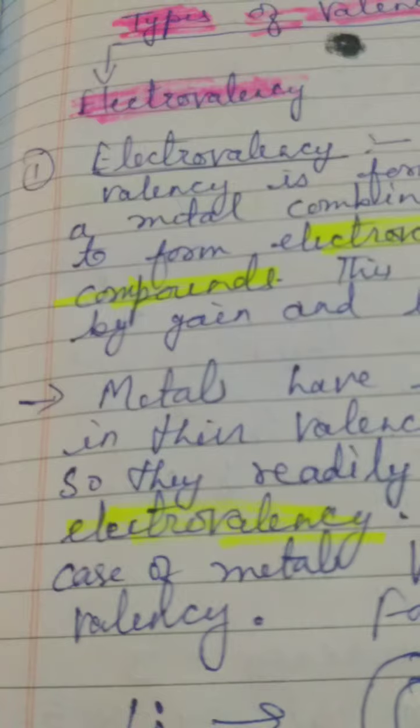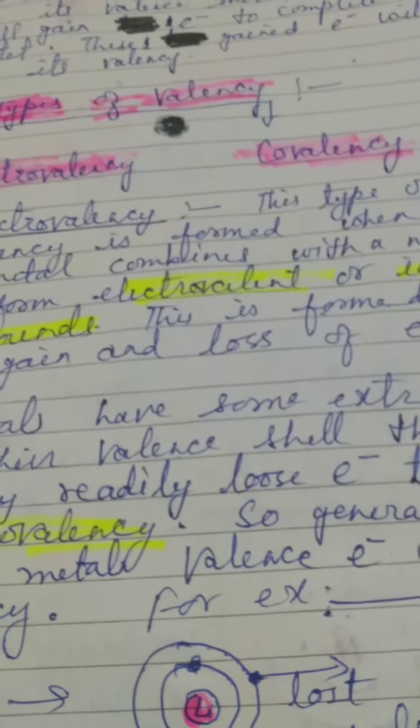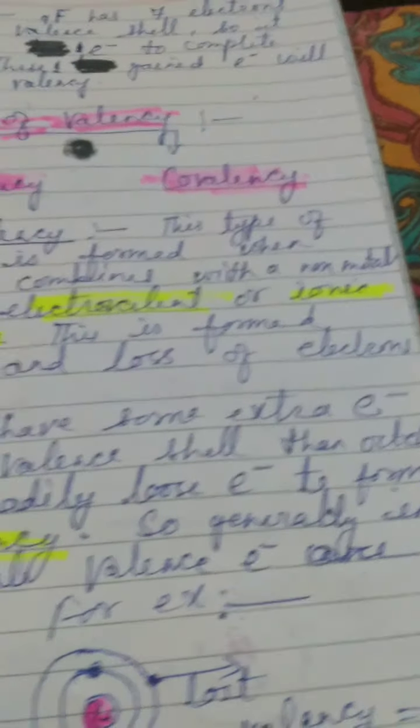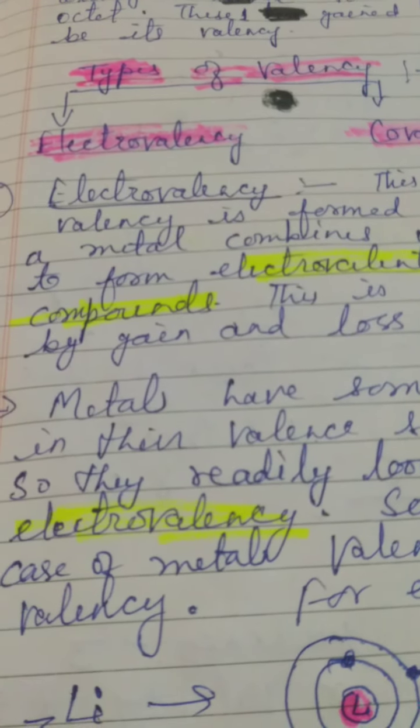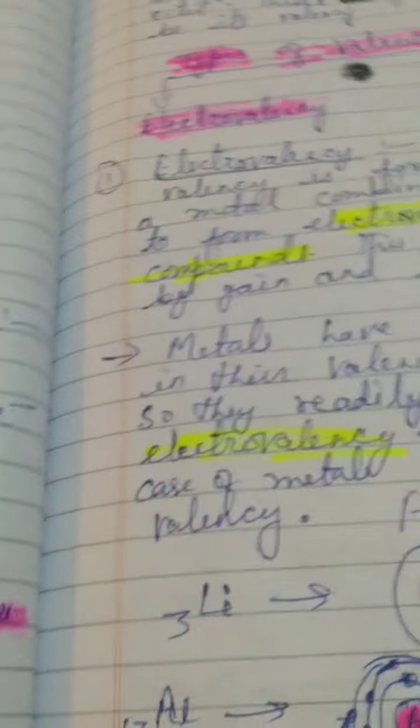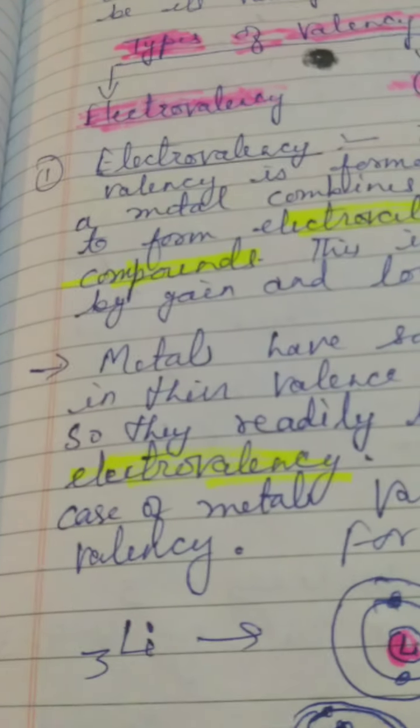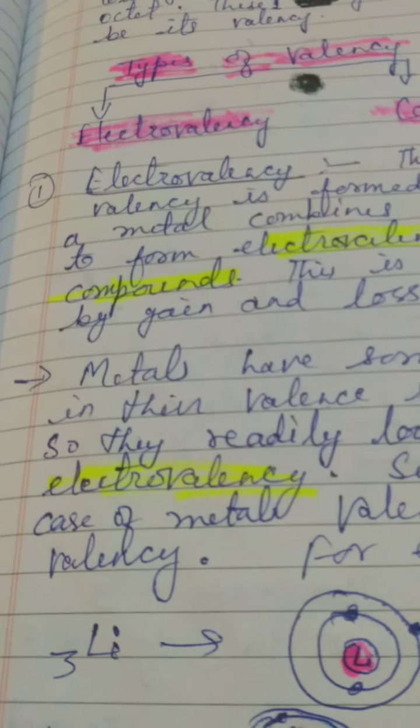What is electrovalency? First try to know this. Electrovalency is that type of valency which is formed either by the gain of electron or loss of electron. So it is found both in the metals and non-metals. First of all we will take up that how it is formed in the metals. Metals, as I have already told you, they have some extra number of electron.